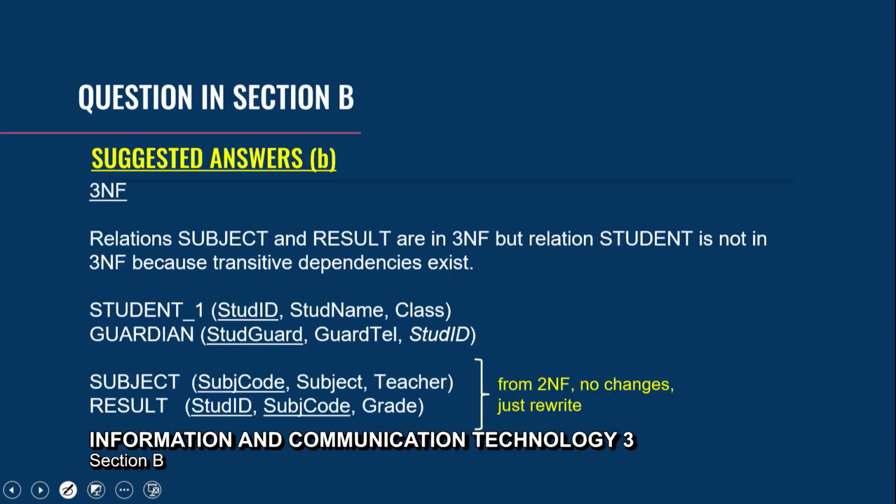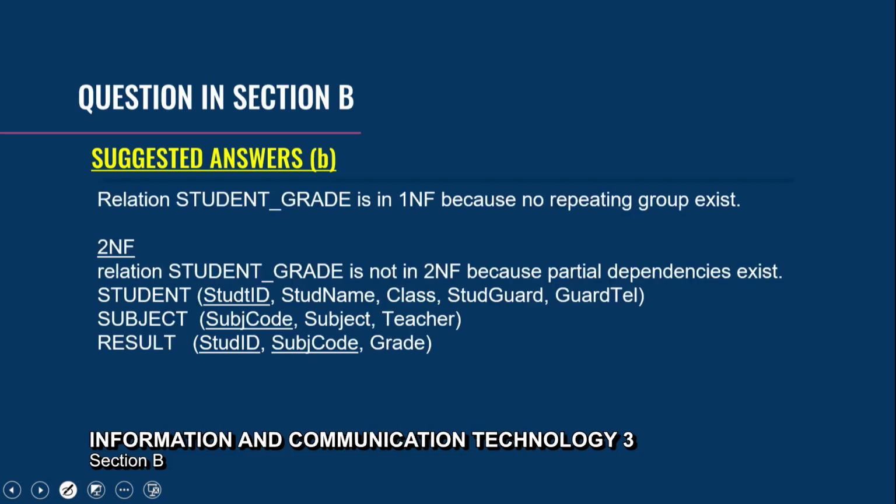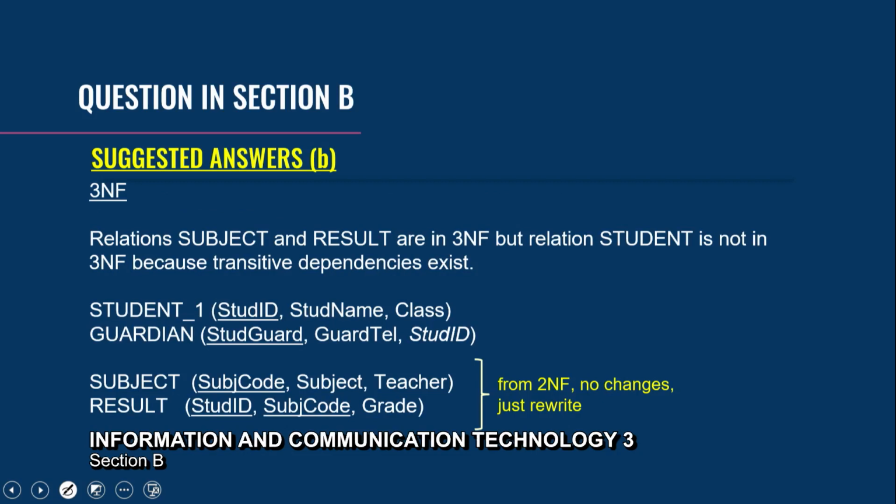And then for third normal form, relation subject and result are already in third normal form, but student is not in third normal form. So you have to remove the transitive dependency for only the student relation. The rest two, don't do anything, they are already in third normal form. So after you remove the transitive dependency, then you get this one.